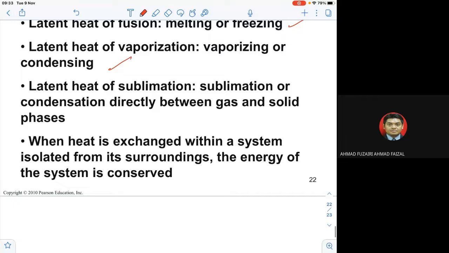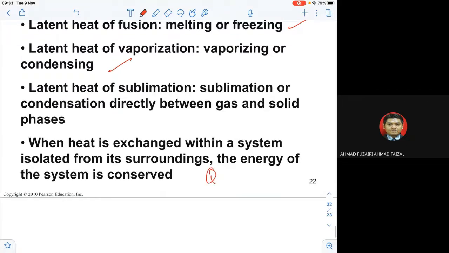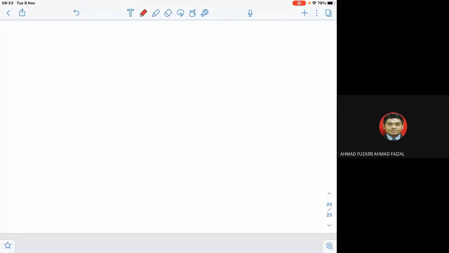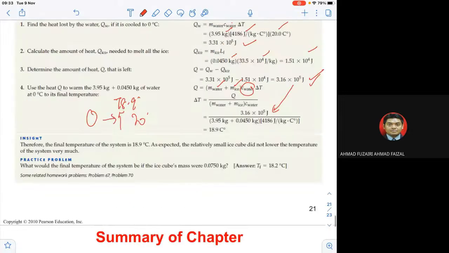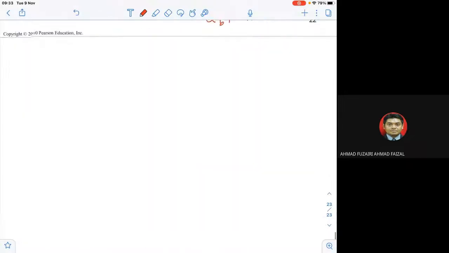When heat is exchanged within a system isolated from its surroundings, the energy of the system is conserved. Remember, delta Q: QB plus QW equals 0. But right now, you need to add the Q of the phase change. Okay, then that will be the end of this chapter. Is there any questions?